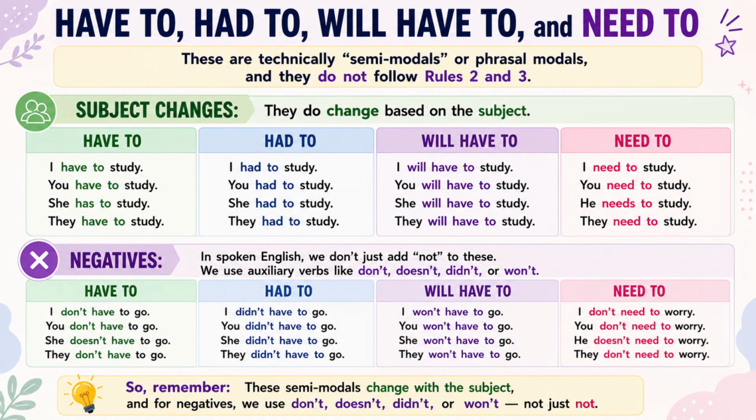For need to, I need to study. You need to study. He needs to study. They need to study. For negatives, in spoken English, we do not simply add not. We use auxiliary verbs. For have to, I don't have to go.